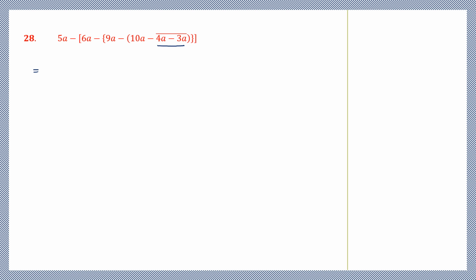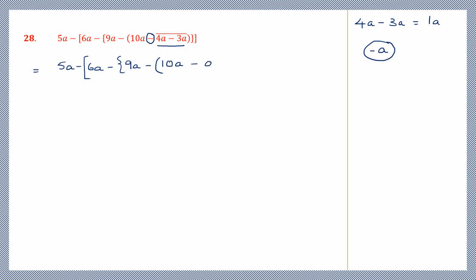So let's begin. So 5a minus square bracket 6a minus curly bracket 9a minus common bracket 10a. Now what is under the bar bracket? 4a minus 3a. So 4a minus 3a is 1a. It's simply a. But before the bracket, can you see a minus sign? So that becomes minus a because there is a minus sign before the bracket. So 10a minus a. So we've removed the bar bracket. We've put back the common, the curly and the square brackets.